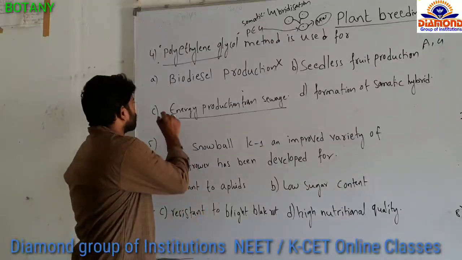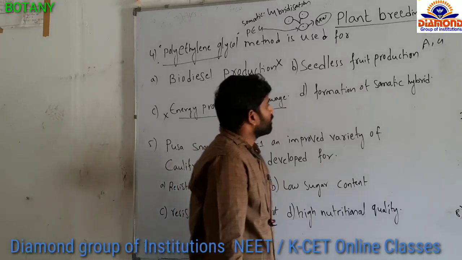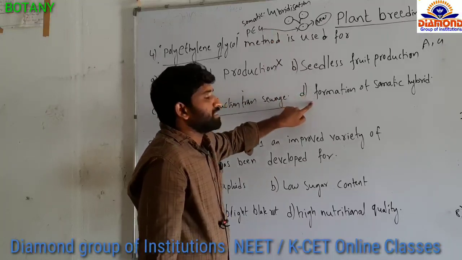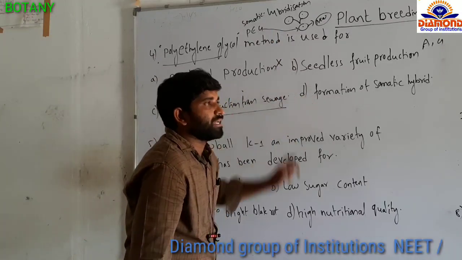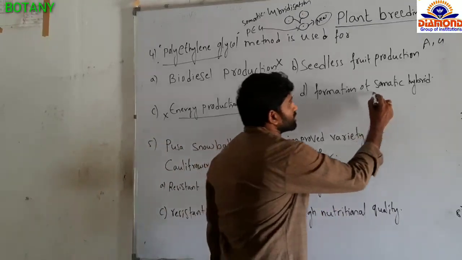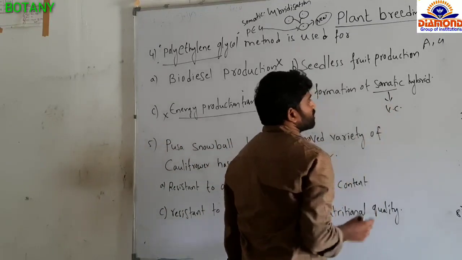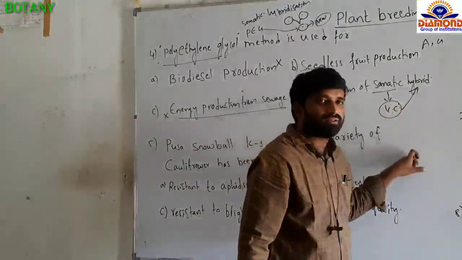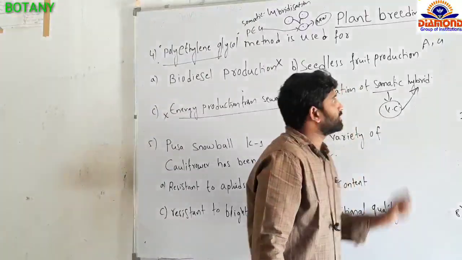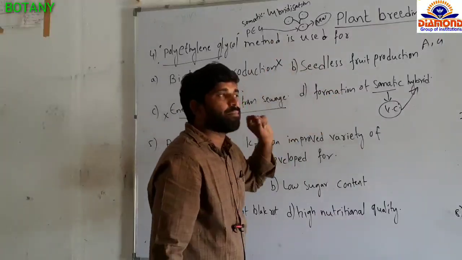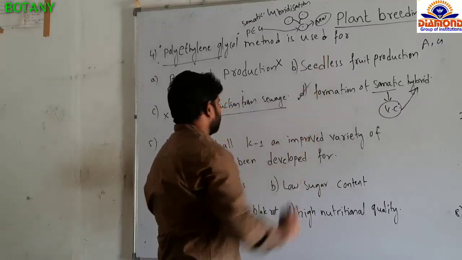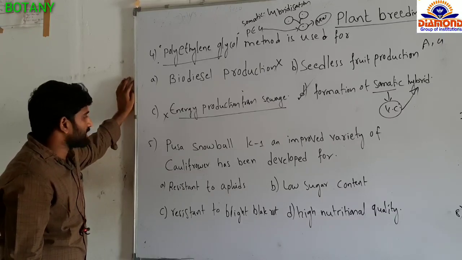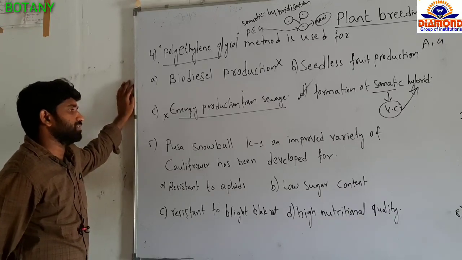This chemical is not used, so option C is also incorrect. That leaves option D, formation of somatic hybrid. As I said, polyethylene glycol will not be used in the somatic hybridization mechanism. Somatic means vegetative cells. These vegetative cells are used in the production of hybrids, meaning two different characters are combined together to produce a new variety of plants. That is what we call somatic hybridization. It's an application of tissue culture.